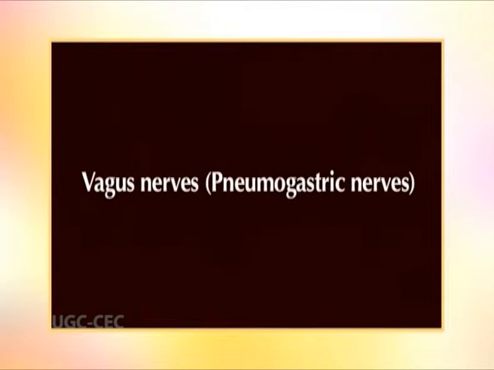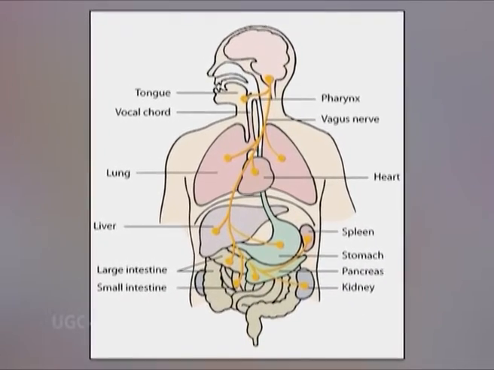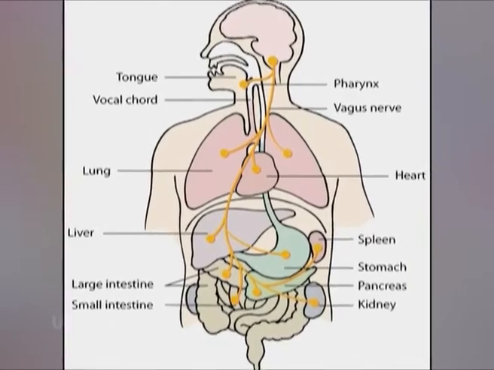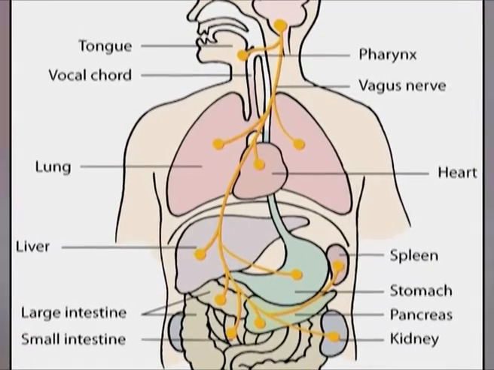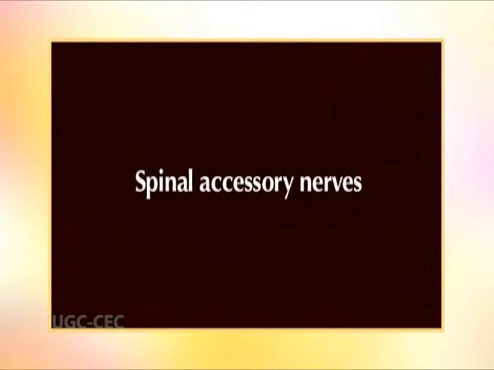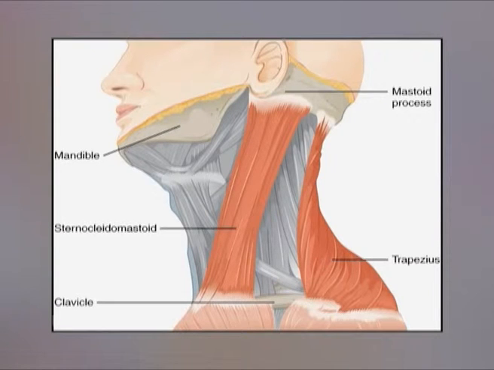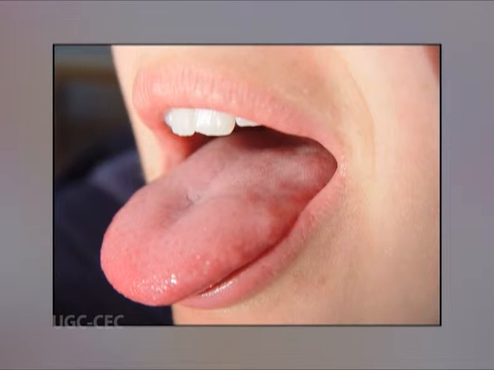Vagus nerve. It's the pneumatogastric nerve. They arise from the sides of medulla oblongata and control the functioning of internal visceral organs like muscles of larynx, heart, blood vessels, esophagus, stomach, intestines, and pancreas. They are mixed cranial nerves. Spinal accessory nerves. These nerves cause movements of neck, shoulder, and visceral reflexes. They are motor in nature. Hypoglossal nerves. They control the movement of the tongue and are motor in origin.